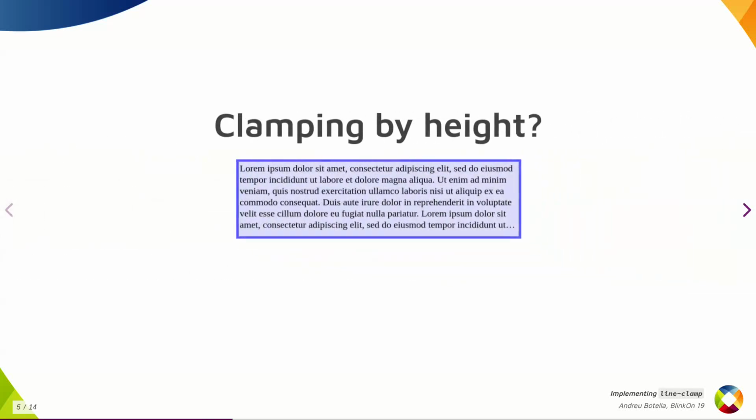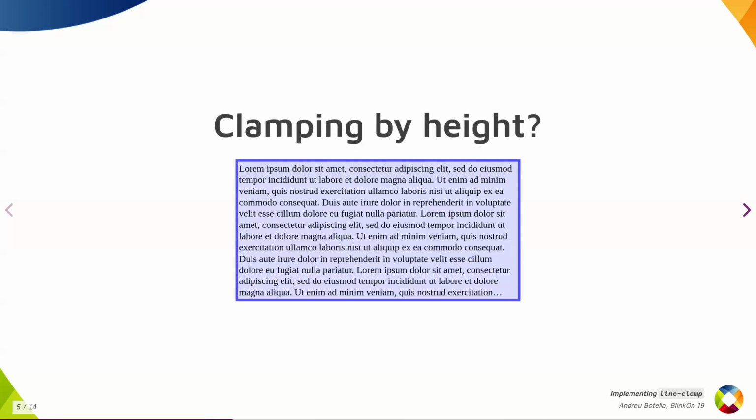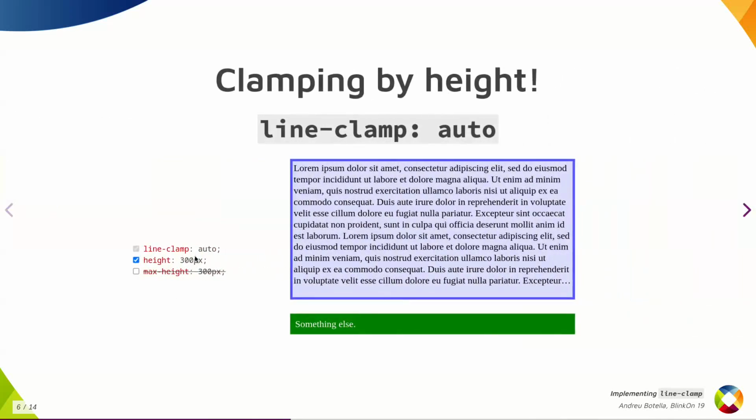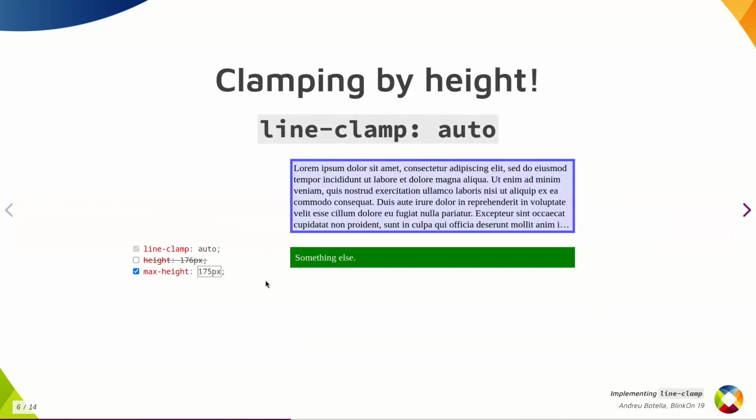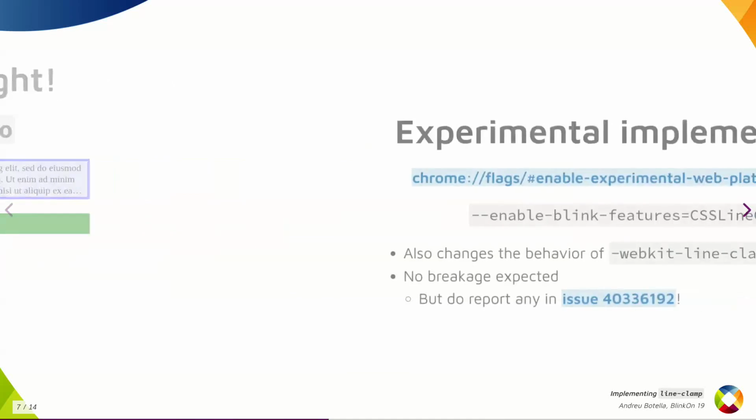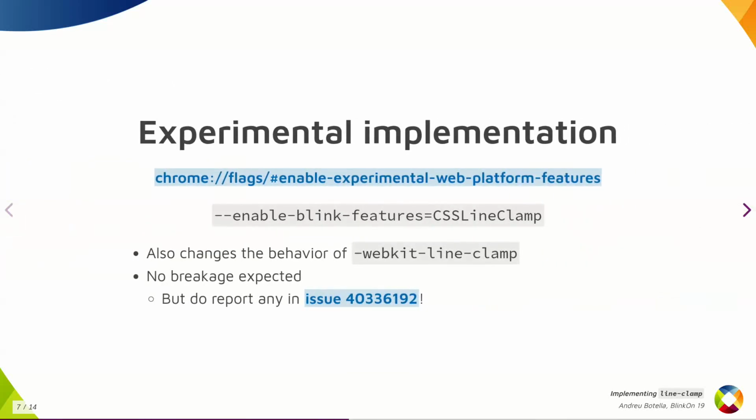And this way we can also allow clamping based on a height, which was not possible with the prefixed property, by setting line-clamp to auto and specifying a height or a max-height. We currently have an implementation of line-clamp, including line-clamp auto, which you can try out by enabling the experimental web platform features flag, or by enabling the CSSLineClamp Blink feature.